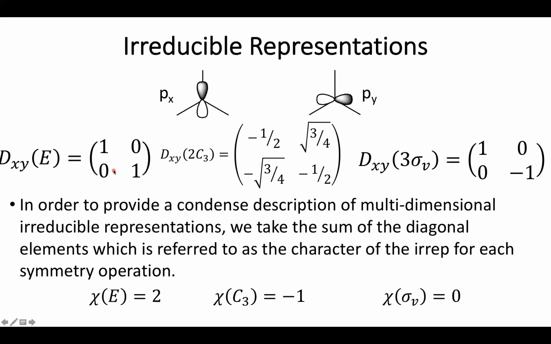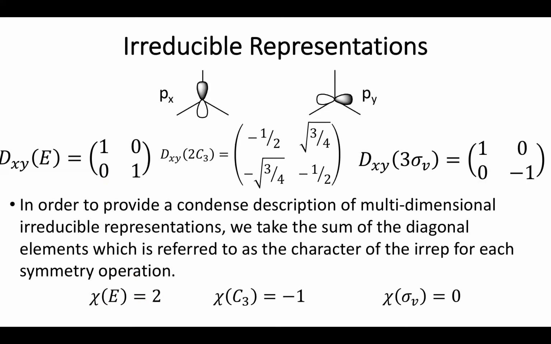Now, one of the other things that I do want to point out, because it can become fairly significant, is that if we look at the character of the identity matrix, this will always be equal to the dimension of our irreducible representation. So in this case, my character for the identity is 2, and lo and behold, I have a 2 by 2, or two-dimensional, irreducible representation.